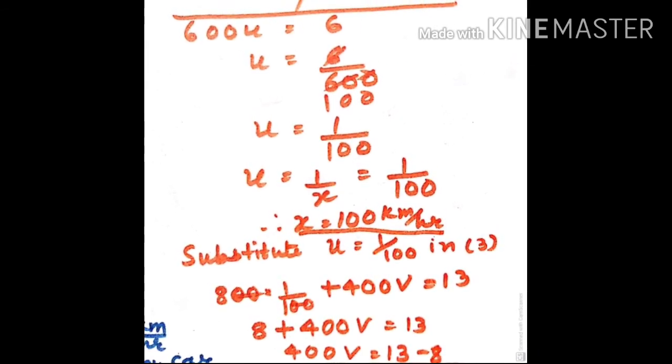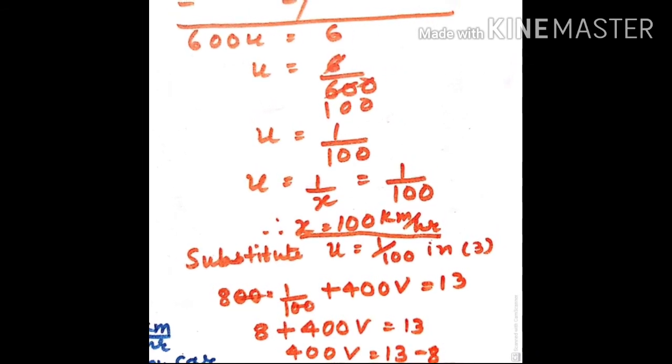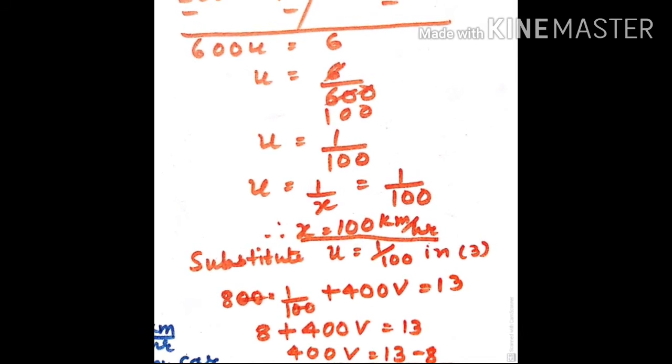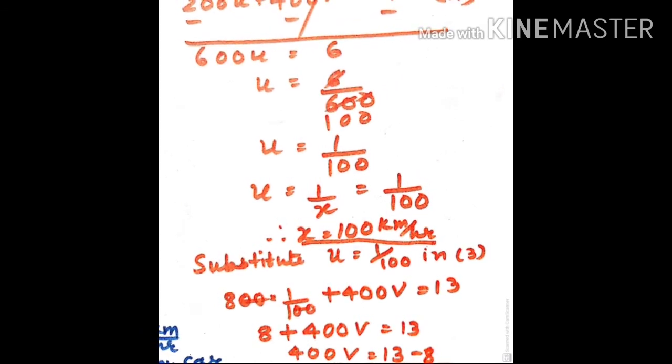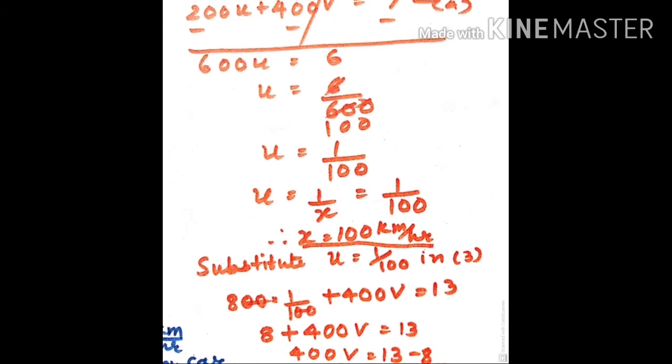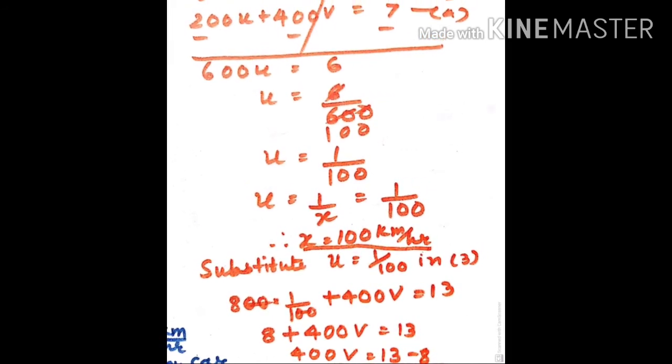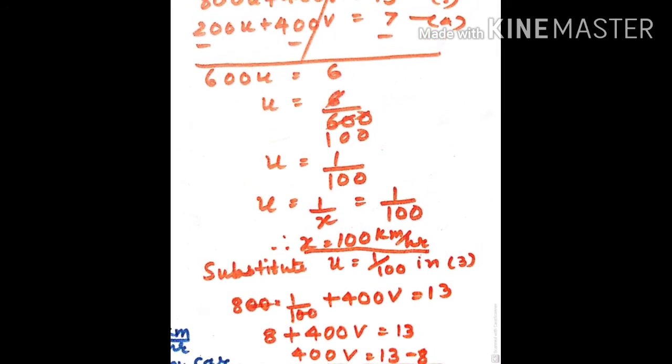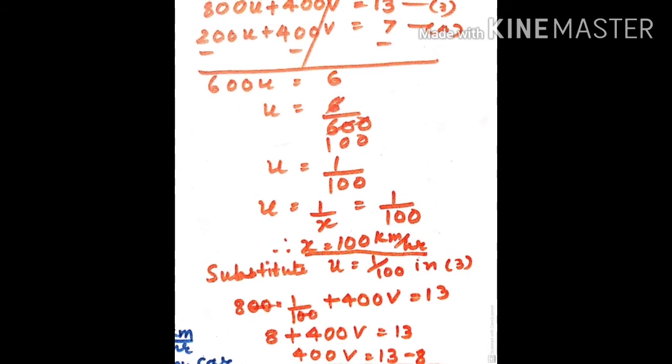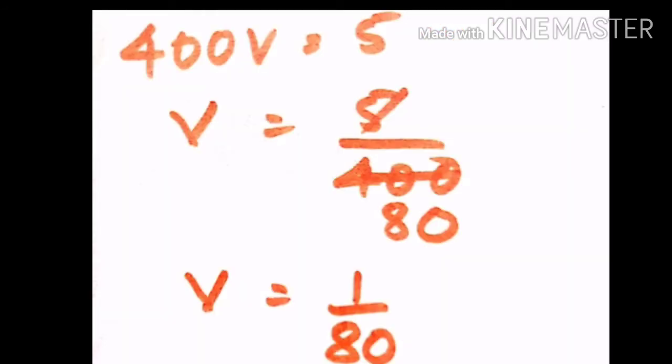So you can say that by substituting the value of u is equal to 1 by x, we will find our value v is equal to 13 minus 8, which is 5, upon 400. So let us see that 400v is equal to 5. So v is equal to 5 upon 400, and then we cancel it. So I get v is equal to 1 by 80.